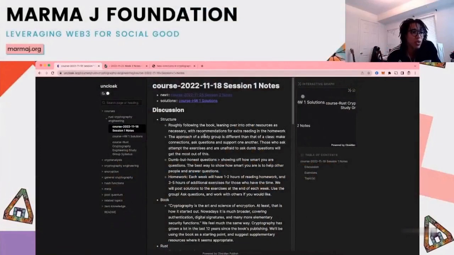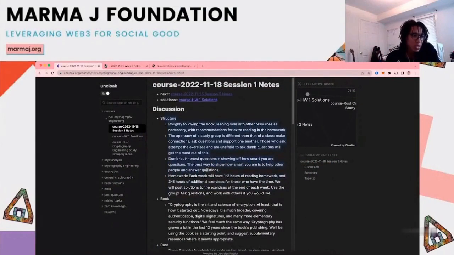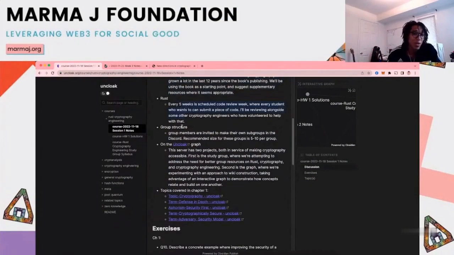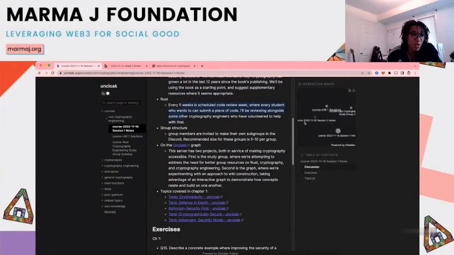I'm going to go through the session 1 notes quickly. Technically, session 1 was going through organization. What is the structure of the book, the course? What is the book about? What is Rust? How are we going to be using Rust in this course to educate on cryptography engineering?